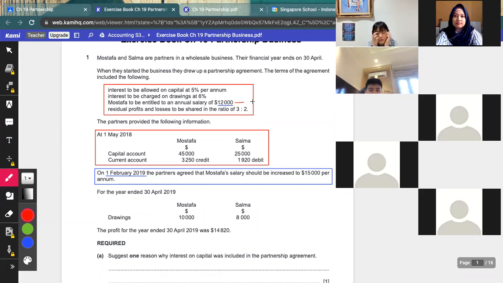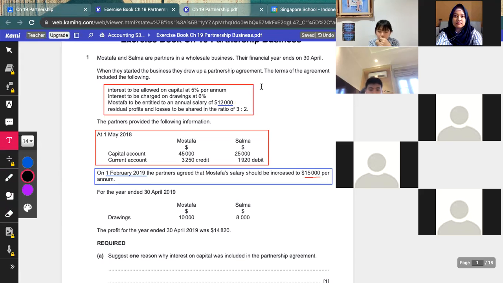So 12,000 is for 1 year, but from 1 February 2019, it changed to 15,000. So how should we calculate the salary of Mustafa? Look at this one. Mustafa salary.